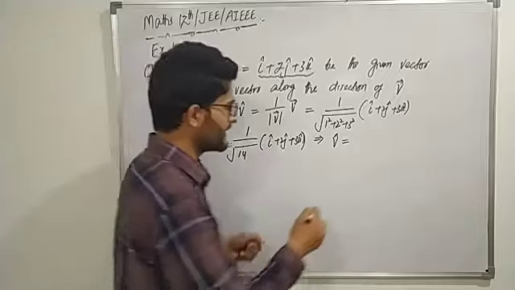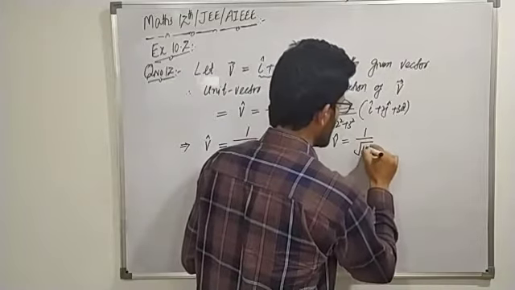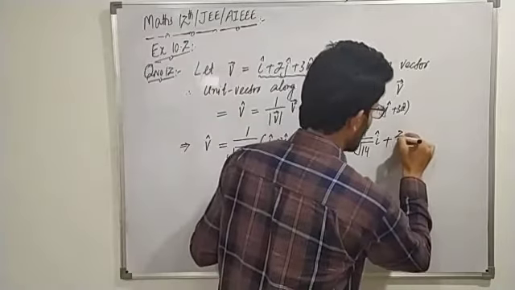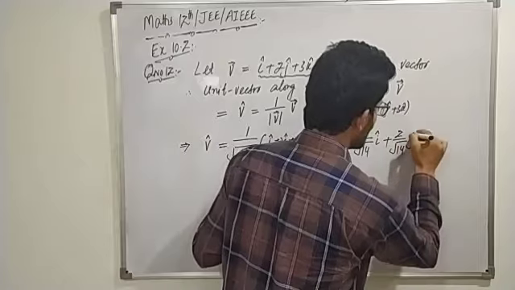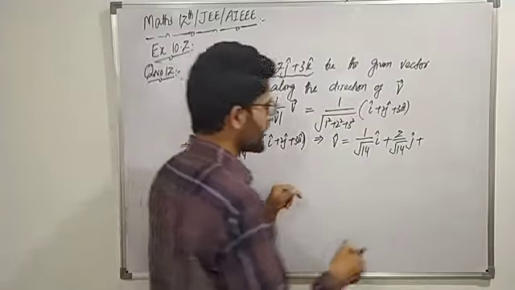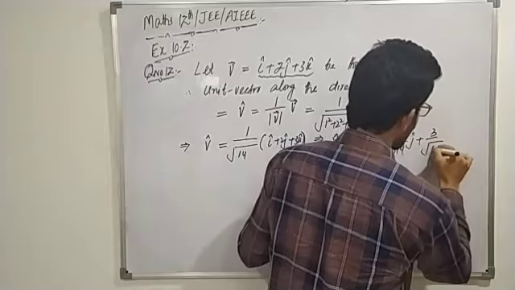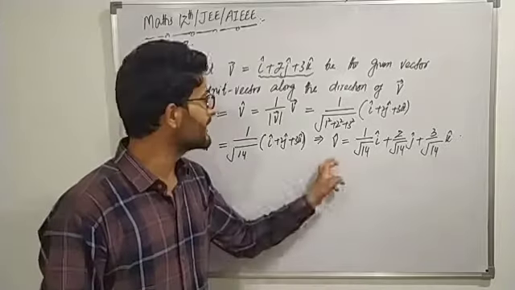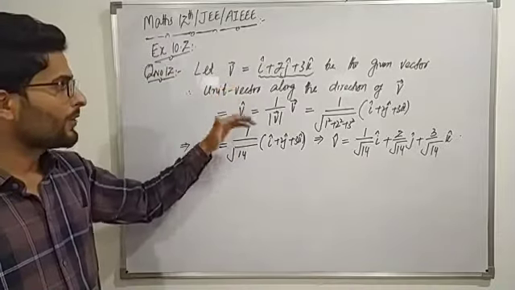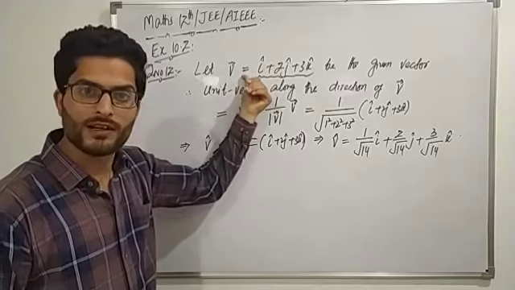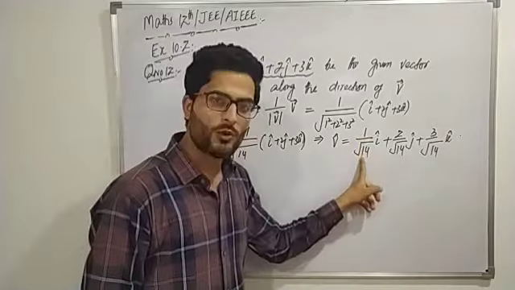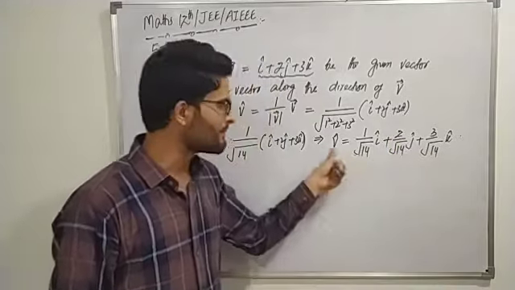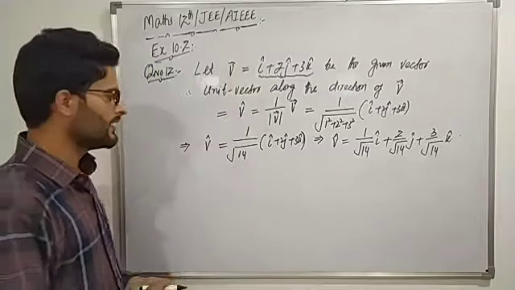1 by square root 14, that is 1 divided by square root of 14 into i plus 2 divided by square root of 14 into j plus 3 divided by square root of 14 into k. This is the unit vector v cap along the direction of vector v. Now we need to find the direction cosines of vector v. The scalar components are 1 by square root 14, 2 by square root 14, 3 by square root 14. So the scalar components of the unit vector must be the direction cosines of vector v.